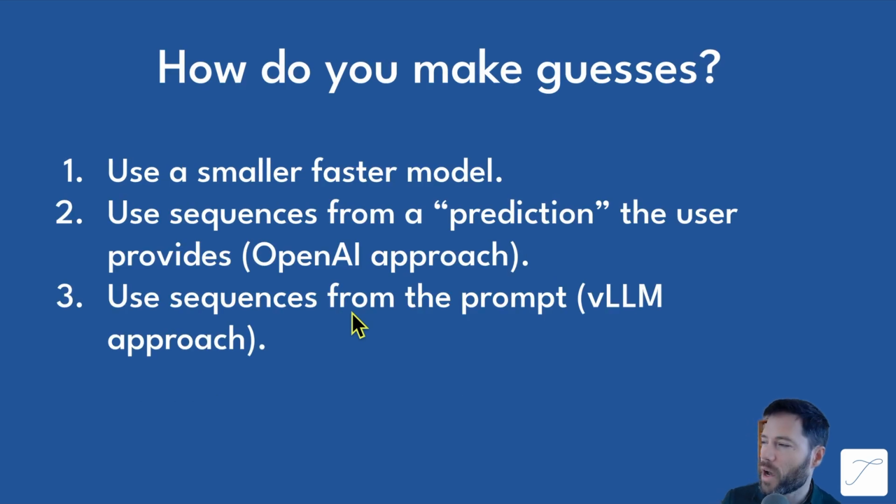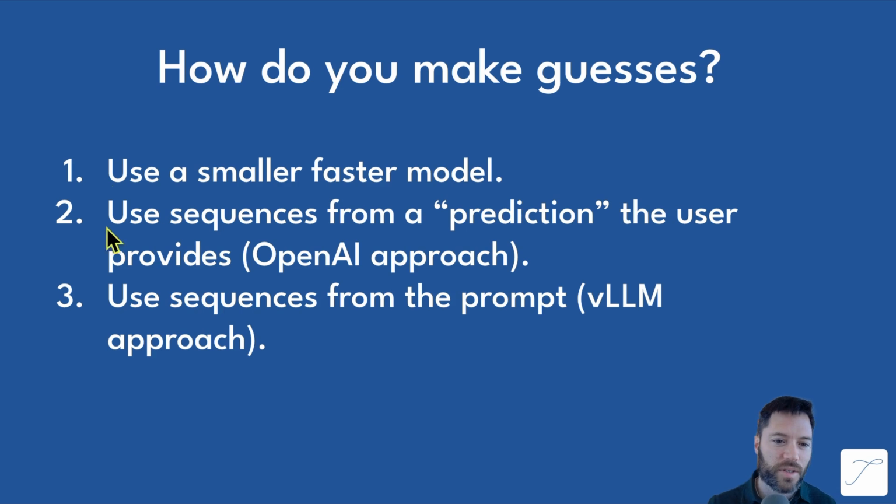So the question is now, how do you make these guesses? And there are a few different ways. One is to use a smaller, faster model. For example, for Llama 8B, you might run Llama 1B or 3B in order to generate some future tokens. Now, why does it have to be smaller? It has to be smaller because it has to be faster. The guesses need to be there in advance of the bigger model generating new tokens.